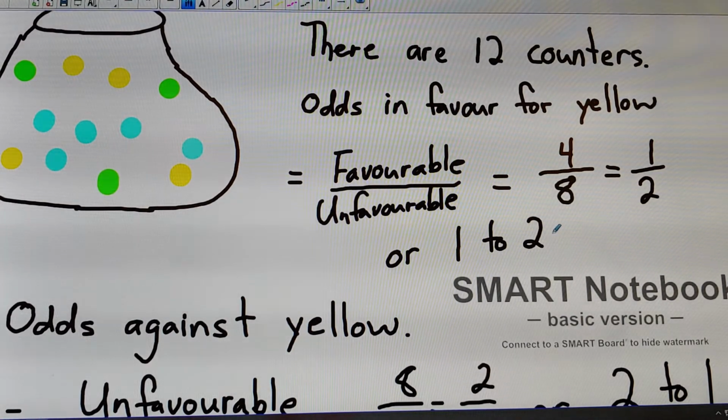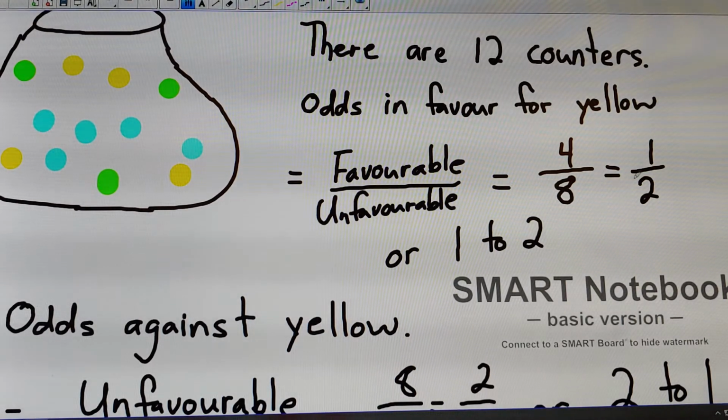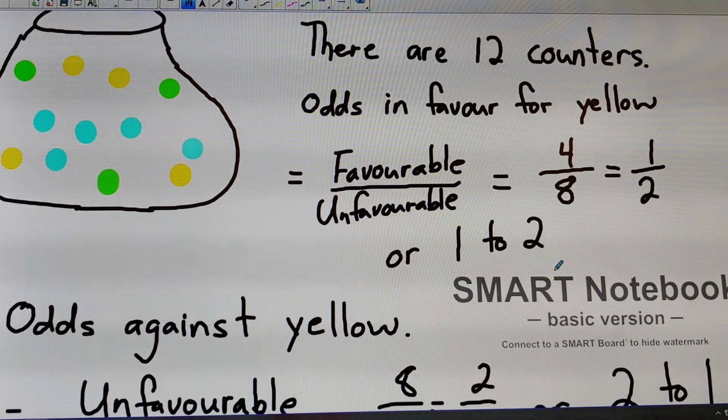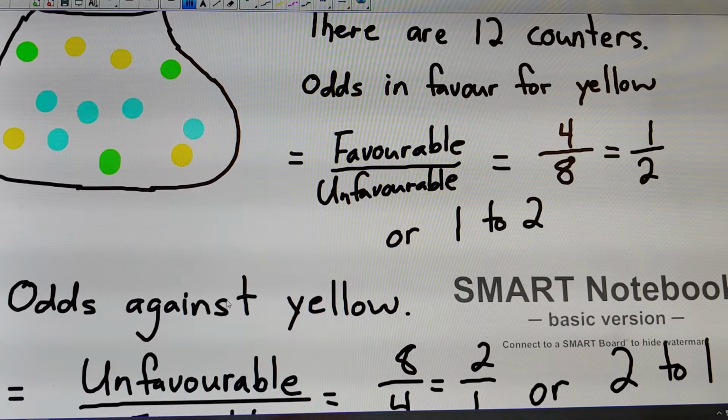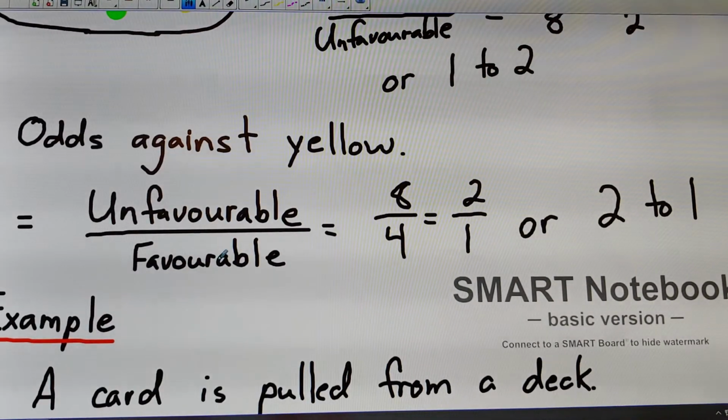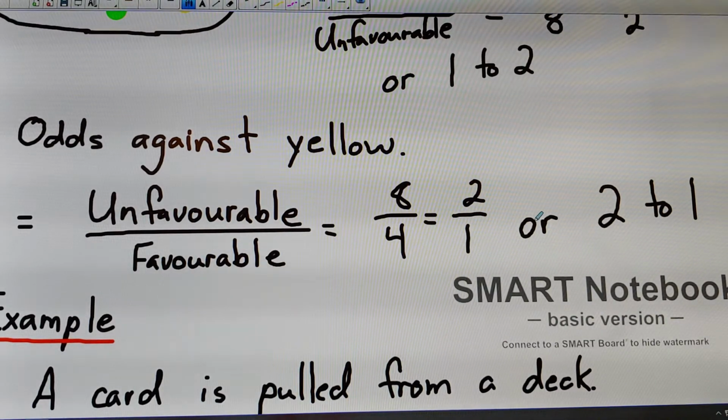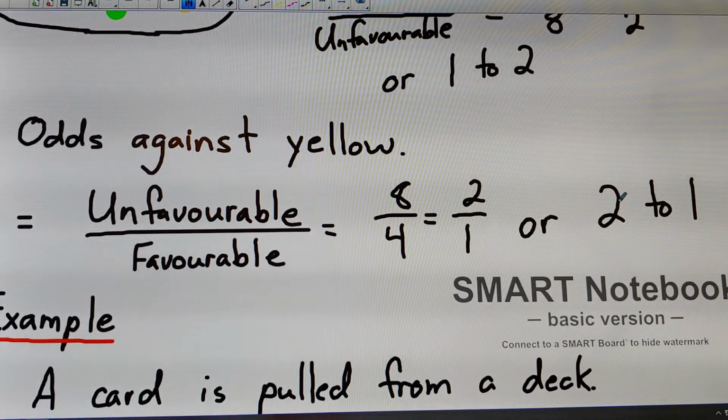With odds, a lot of times they're presented in ratio format as opposed to fraction or percent. Okay, so now it's asking for odds against yellow. Well, odds against, we'd go unfavorable over favorable. So unfavorable was 8, favorable over 4, so 2 over 1 or 2 to 1.